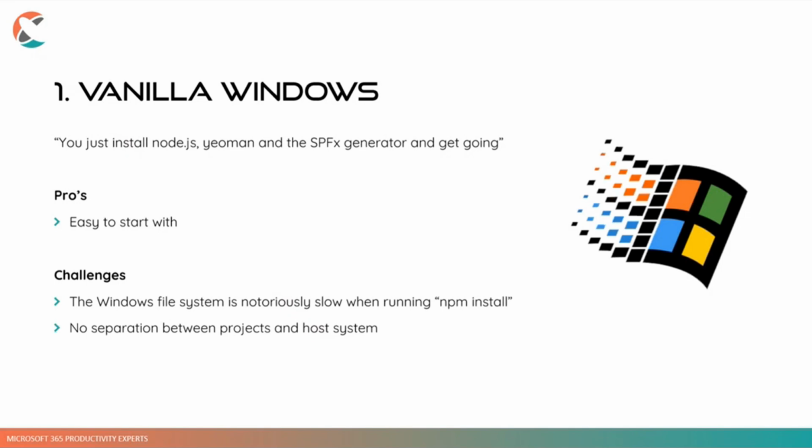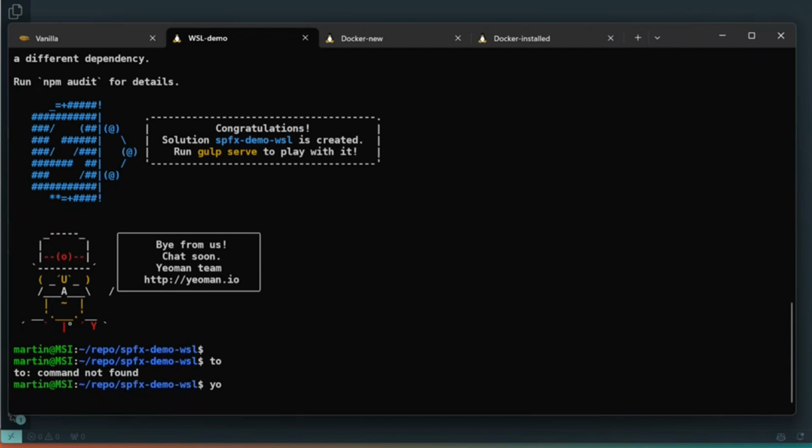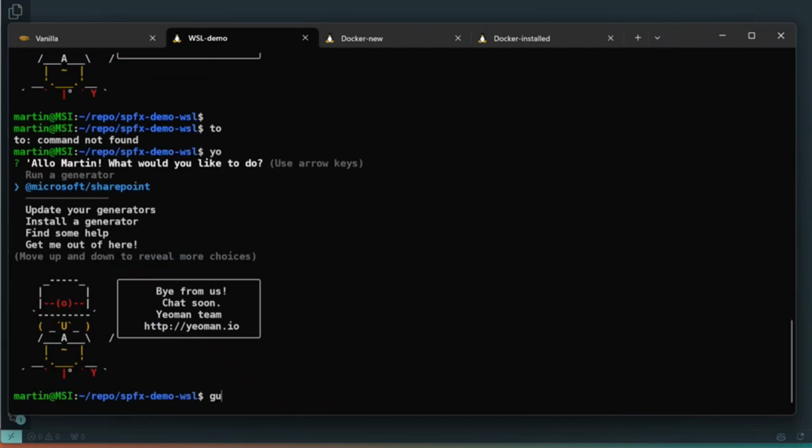The first way we tried was Linux on Windows. These days you can install Windows Subsystem for Linux, which is essentially just running Linux on your Windows machine. This is really a very good alternative to just running on your Windows C drive, because Linux file operations are much faster than Windows file operations. So running npm install is a much faster operation. Let me just show you. This is what we just did.